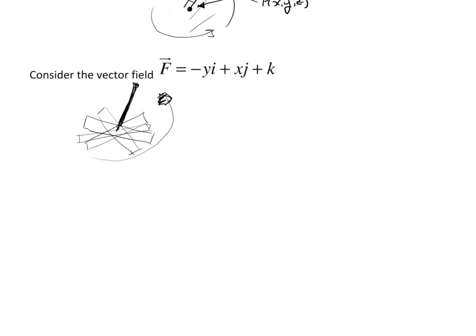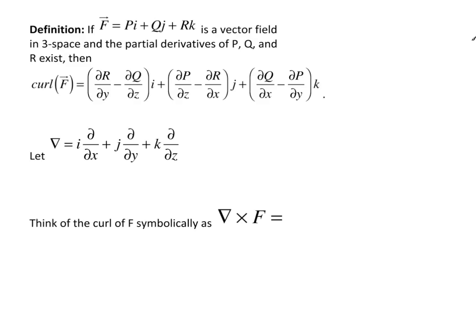So let's take a look here at a definition. If F is a vector field defined as p i plus q j plus r k on 3-space, and the partial derivatives of p, q, and r exist, then the curl of the vector field is defined as the partial of r with respect to y minus the partial of q with respect to z, i, plus the partial of p with respect to z minus the partial of r with respect to x, j, plus the partial of q with respect to x minus the partial of p with respect to y, k.